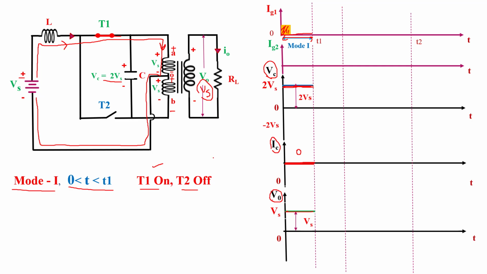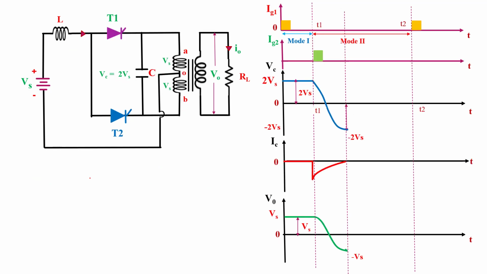So this is the mode 1 operation. Now we go forward to mode 2 operation. In case of mode 2, the time interval is T1 to T2. In this time interval, T1 gets turned off and we turn on T2 thyristor. How we turn on T2 thyristor and how T1 thyristor gets turned off, I explain here.